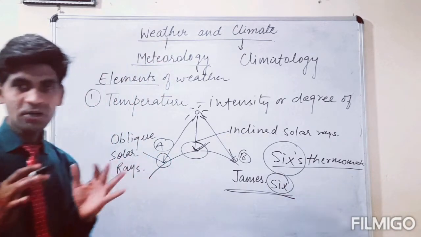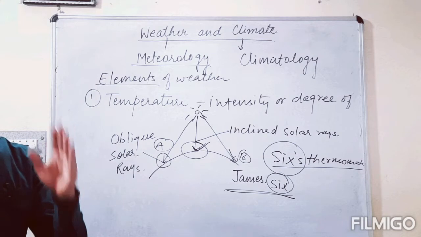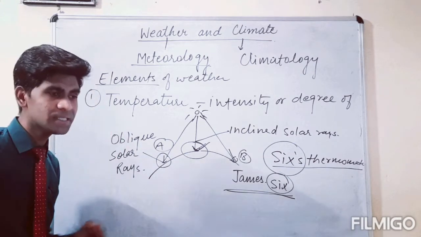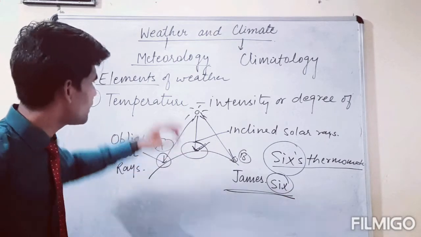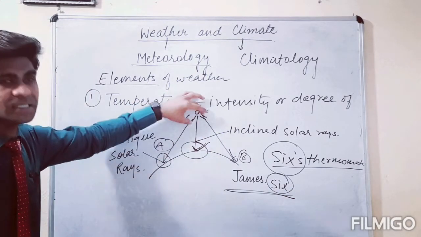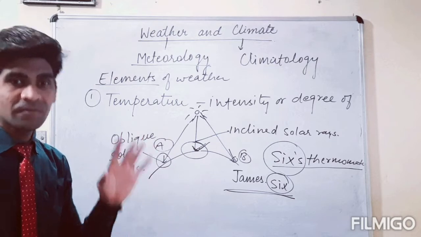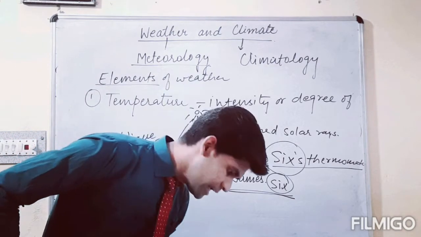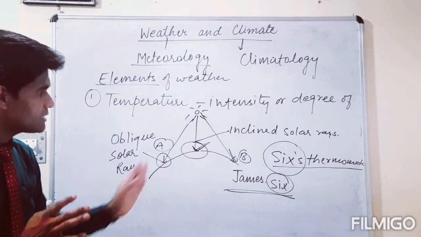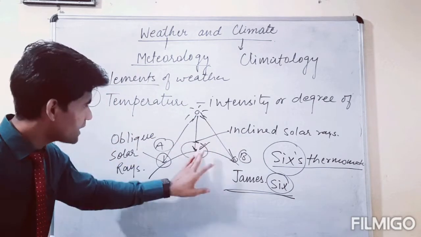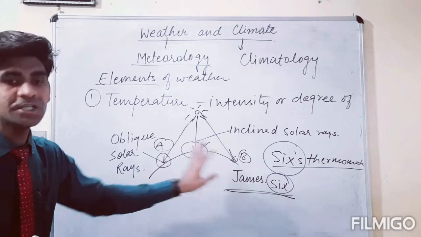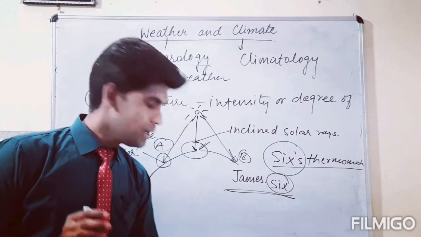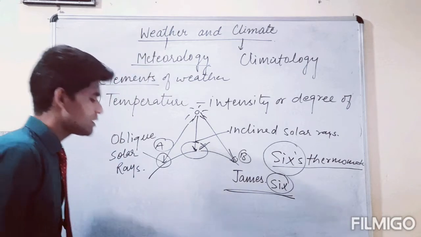So the temperature of heat depends on two factors. The very first is the intensity of heat which is inclined on the surface of earth, that is, the inclined axis, and the second one is the spherical shape. These are the two factors on which the temperature depends when the solar radiation is coming towards the surface of earth.